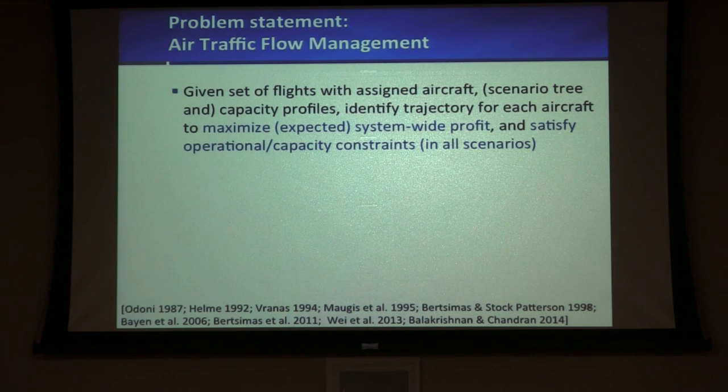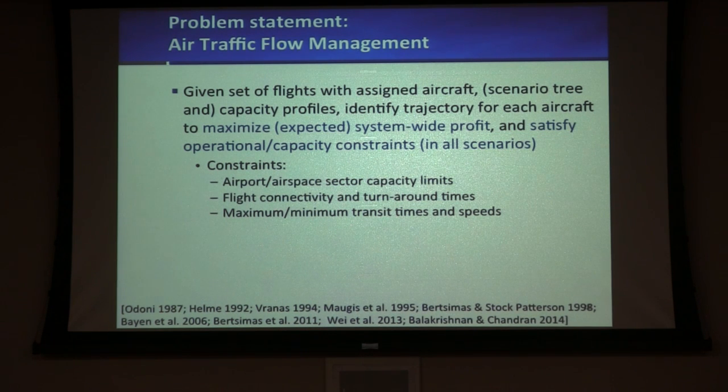The stochastic case is going to be, I want to maximize the expected value of this, and I want to satisfy a bunch of constraints, but I want to do this irrespective of what scenario, what uncertainty is realized. The constraints that I have are those capacity constraints that I talked about earlier, both in the airspace and at the airports. I want to make sure that I take into account connectivity between flights and the minimum turn time. You need some minimum amount of time for people to get off a plane and new people to get on the plane. And then there's physics, which is I can't go infinitely fast, and there's some limited amount of fuel, so I have maximum and minimum transit speeds.